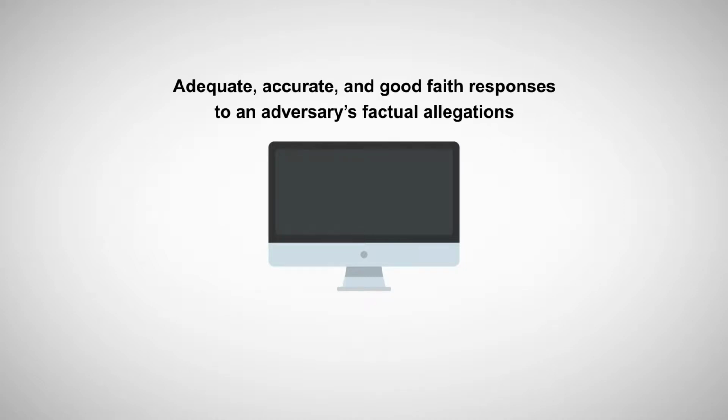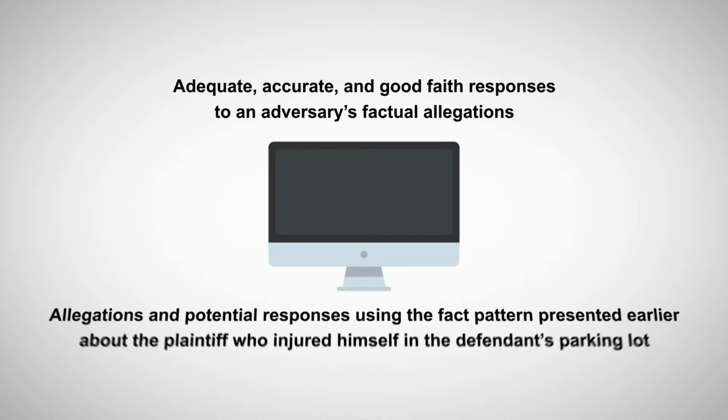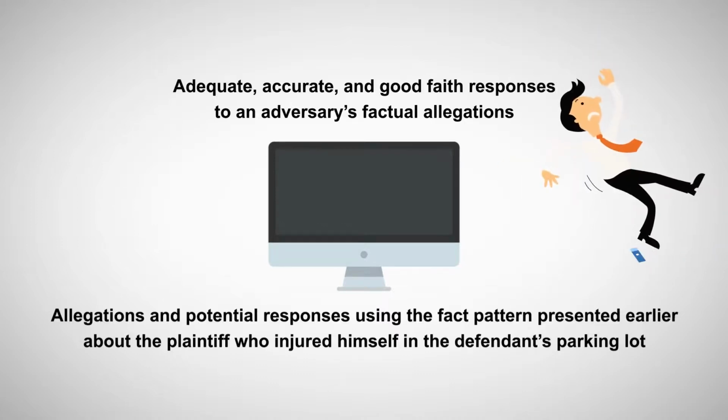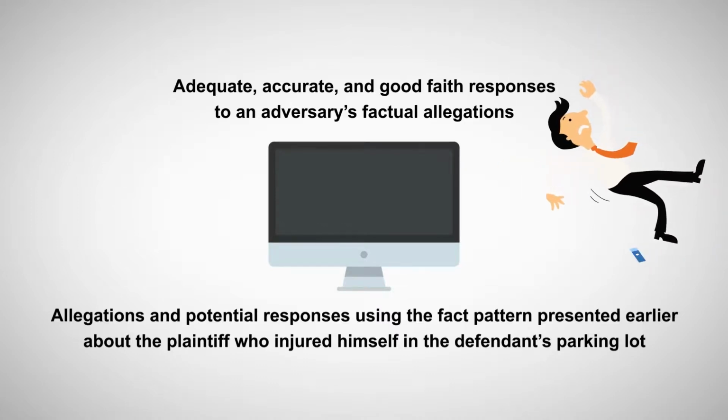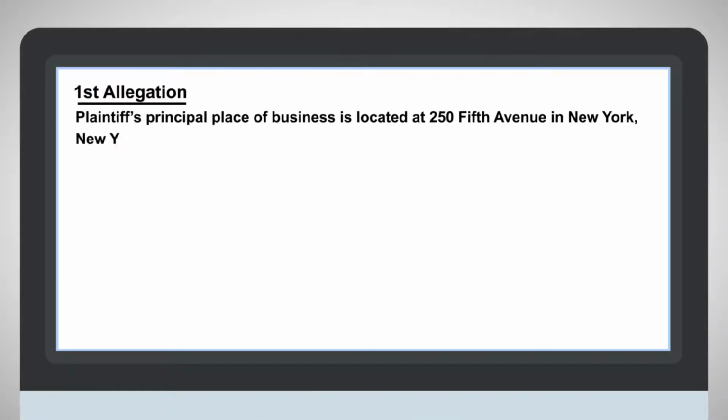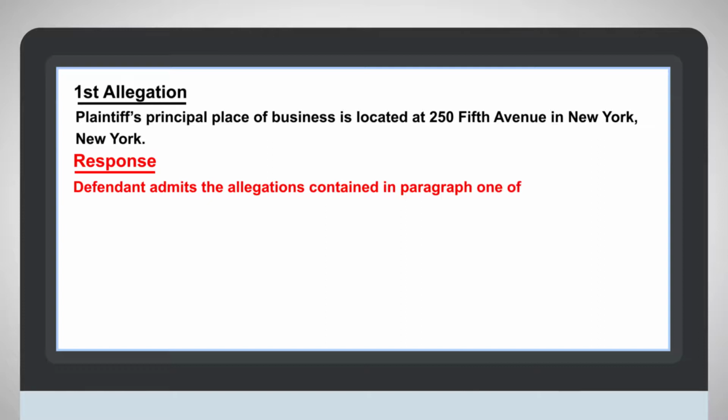Let's look at some examples of adequate, accurate, and good faith responses to specific factual allegations. These examples are all allegations and potential responses using the fact pattern we discussed earlier about the plaintiff who injured himself in the defendant's parking lot. Let's say the first allegation is that the plaintiff's principal place of business is located at 250 Fifth Avenue in New York, New York. A response might be, defendant admits the allegation contained in paragraph 1 of the complaint.